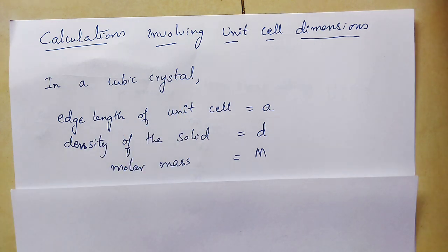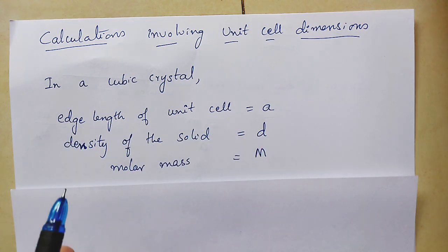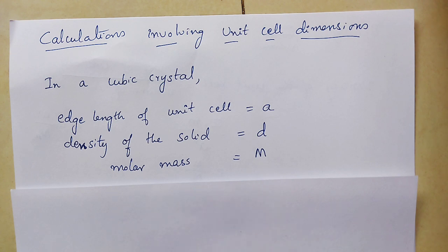From that technique, the edge length of the unit cell is found to be a. Density of the same solid was calculated using some other techniques and it is found to be d. And molar mass of the substance is found to be M. Now using this information, we can do a number of calculations.